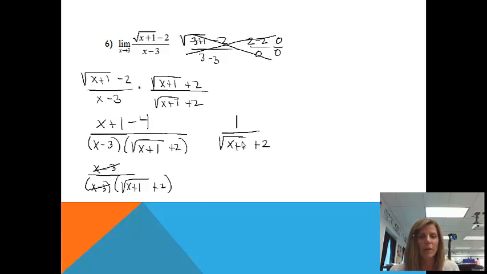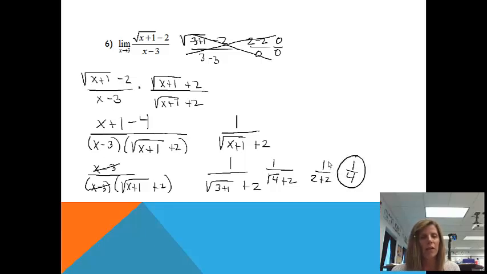Now remember, the whole goal in doing this was that I could actually direct substitute. So now I'm going to see if I can plug in the 3. So when I plug in 3 for x, I'll get the square root of 3 plus 1 plus 2. So now I'm going to get 1 over the square root of 4 plus 2. The square root of 4 is 2, so 1 over 2 plus 2, I get a limit of 1/4. And there we go. So hopefully now you can find a limit using the rationalization technique.